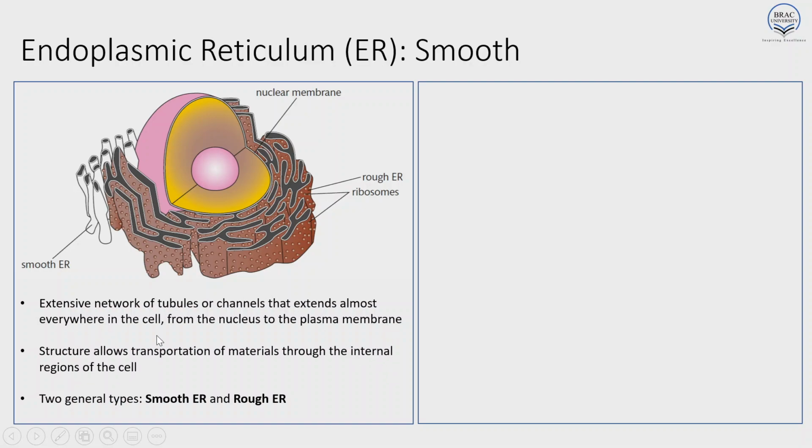So the structure of the ER allows transportation of materials through the internal regions of the cell. These hollow tubes or tubules allow transportation of the materials through these channels. So when a protein is synthesized in the ribosomes, that protein enters this ER, travels through it, and finally ends up in the Golgi apparatus. We will see that in this week.